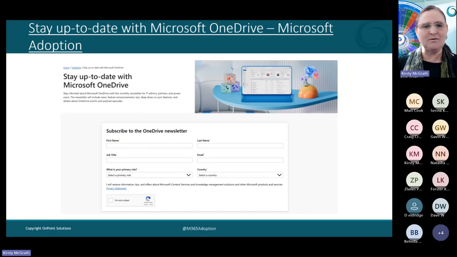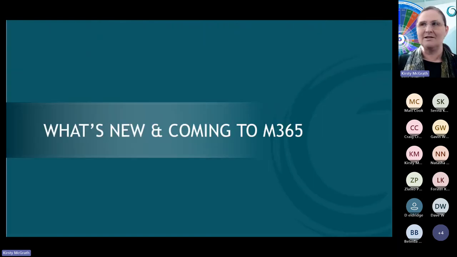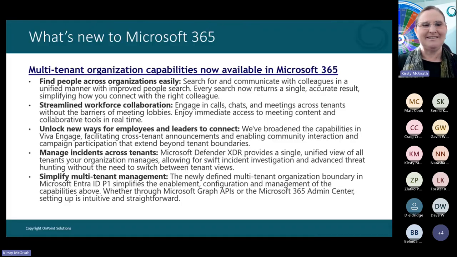Stay up to date with Microsoft OneDrive. There is a newsletter you can go and register to keep yourself up to date. So what's new coming in 365? There you go. The multi-tenant capabilities are coming into play to be able to join tenants together so you can have better ways to be able to work. This means that once you're in a tenant, you're going to be able to get notifications a little bit more easily across the two different tenants, to ensure that the information is a bit more united when it comes to joining it and doing your searches.